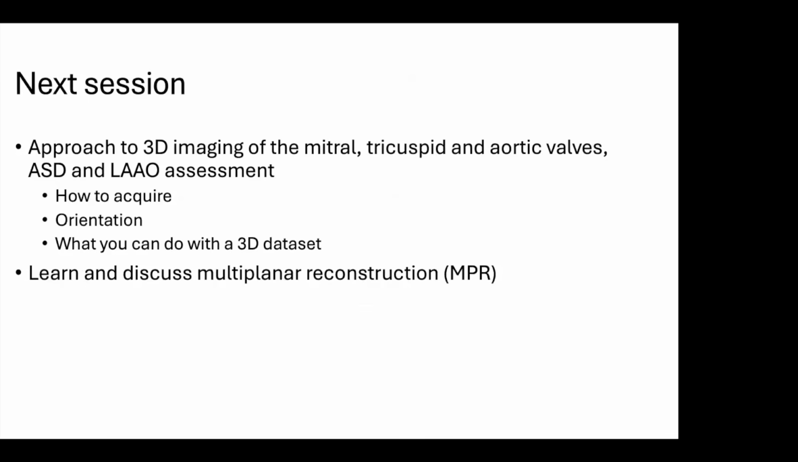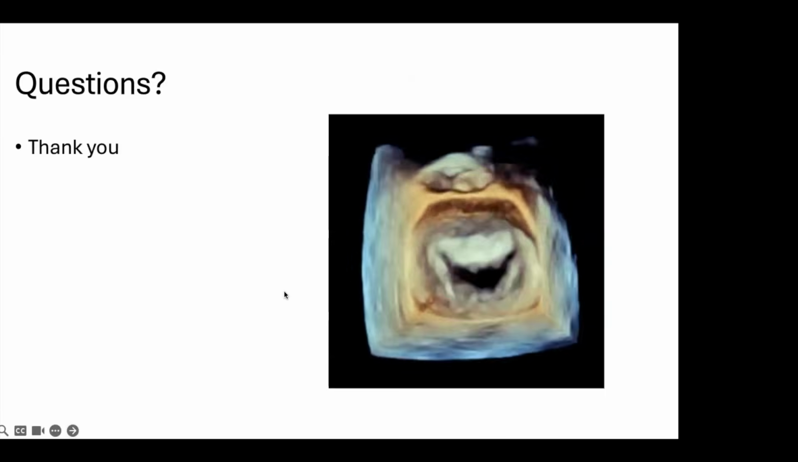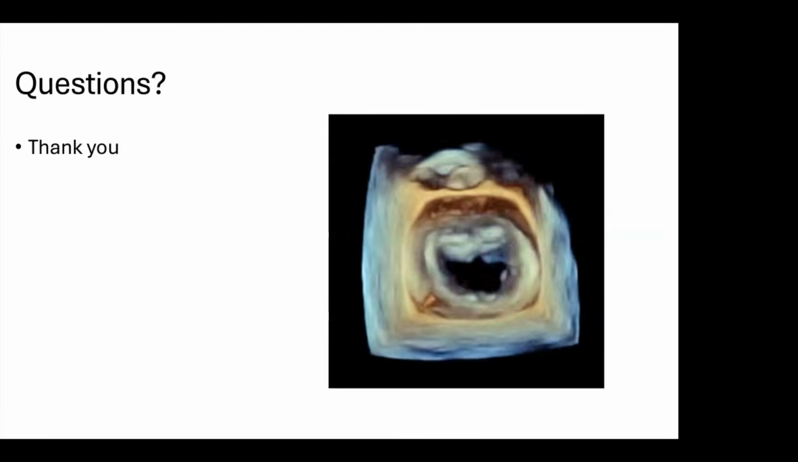And so for the next session, we're going to talk about the approach to imaging the mitral, tricuspid, aortic, ASDs, left atrial appendage. We're going to be going kind of rapid fire through these structures, including how to orient, how to acquire, and then we're going to talk about MPR. And so with that, I hope that I've rotated Z and we've got some happy smiling mitral valves.